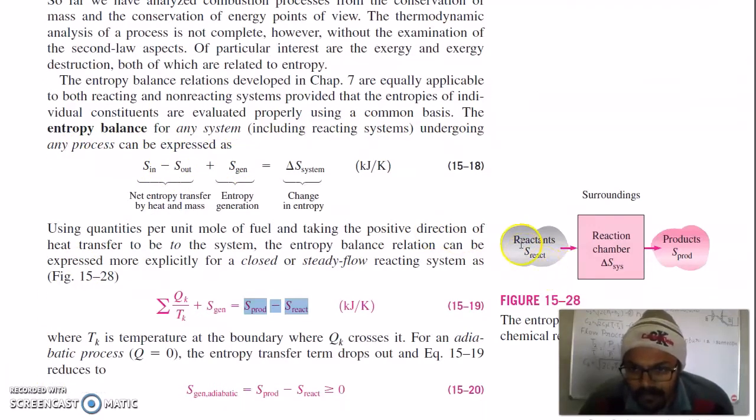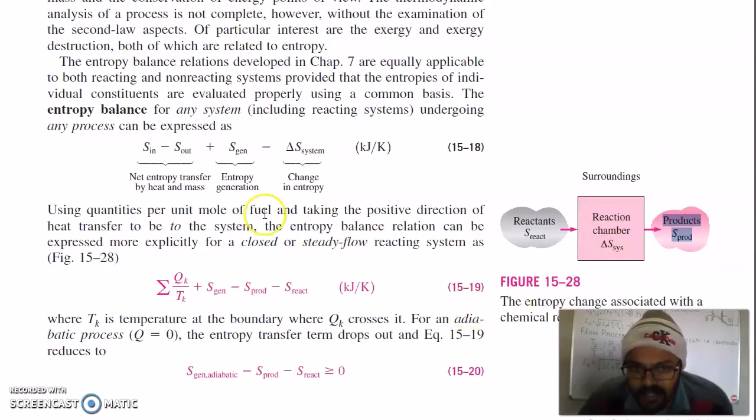So take this example. Reactants have entropy S reactant, these are products with S product, and this is your reaction chamber where entropy will change, that is the system. The entropy change associated with the chemical reaction: S in minus S out plus S generation is equal to the change in entropy of the system. So whatever the entropy in, whatever the entropy out, plus there is entropy generation, that is the entropy change of the system.